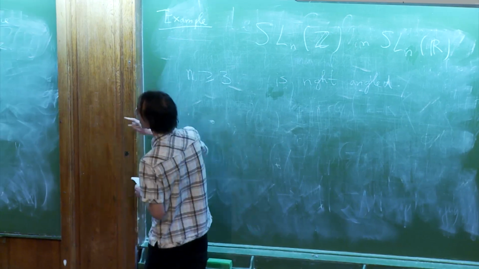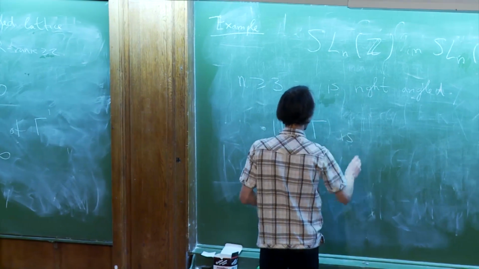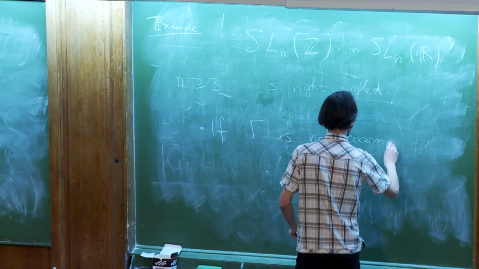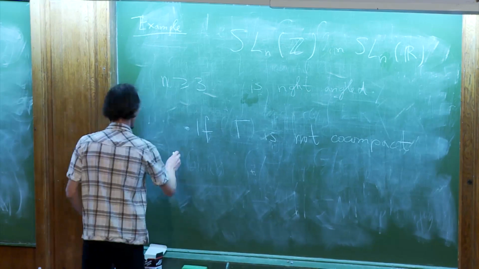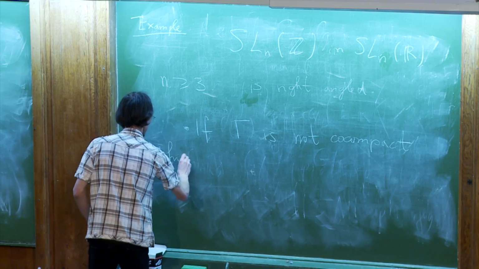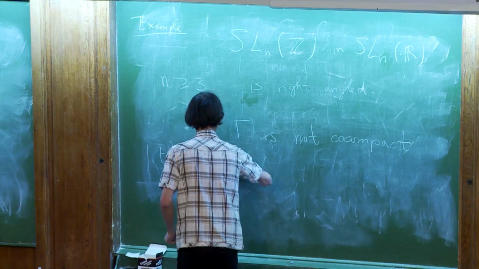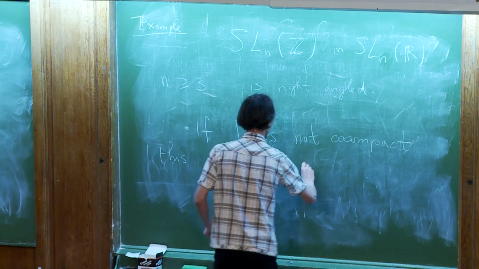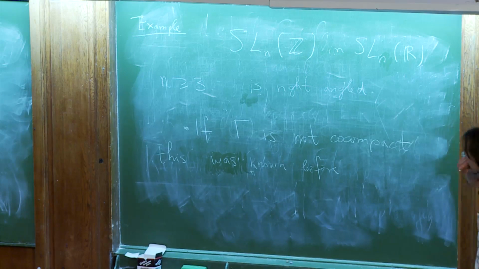Now, let me make a remark. Here, if gamma is not cocompact, then this result is known. This is known, in fact, with at least 2 different proofs. Okay. So here's one nice proof.